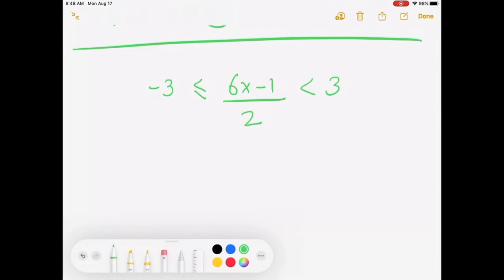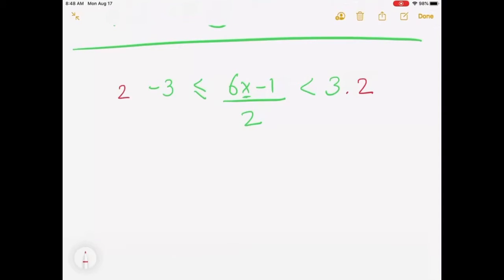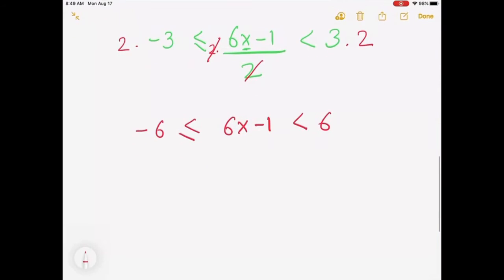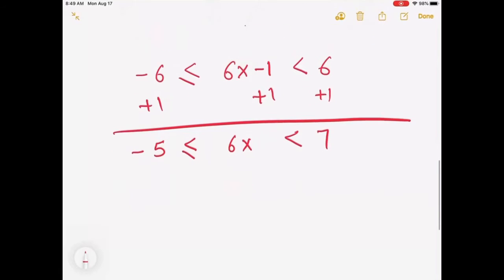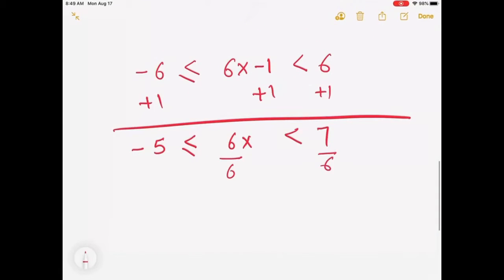First thing, I need to isolate the variable, which is x here. So I would get rid of the number in the denominator first. I would multiply by 2 on all three sides. The 2 is going to cancel out. So on the left side it's -6, less than or equal to 6x minus 1, less than 6. All right. Now I would add 1 on all sides. So I see -5, less than or equal to 6x, and less than 7. Lastly, I would just divide by 6.